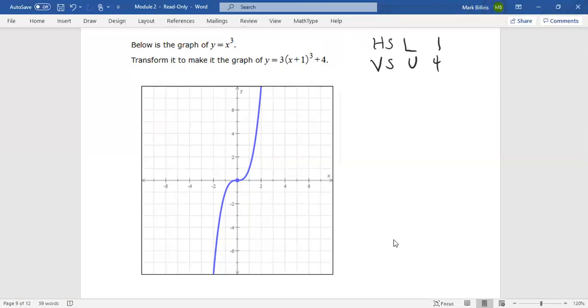And we have what's called a vertical stretch. When there's a number in front of our function, that stretches our function. So we have a vertical stretch of a multiple of 3. So that kind of works the same as the slope. So what we're going to do is take our point 0, 0. We're going to move to the left 3. Excuse me, to the left 1 and up 4.